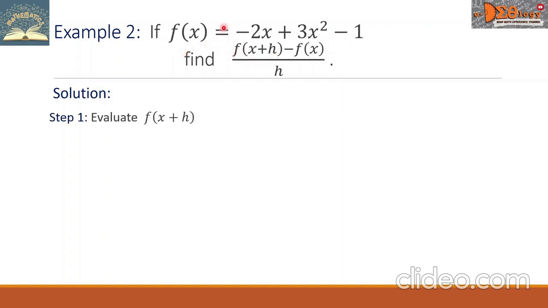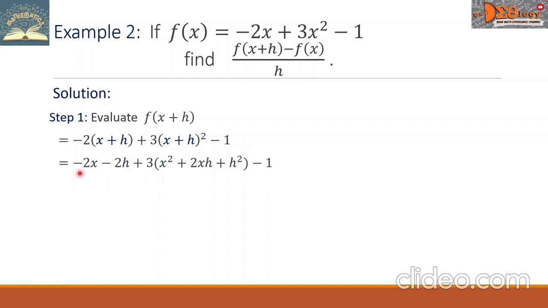The function f of x is given here. So for the f of x plus h, we will change all x by the value x plus h. So we have negative 2 times x plus h plus the coefficient 3 times the square of x plus h, then minus 1. We simplify this equation. The negative 2 we multiply to the x, also to the h.